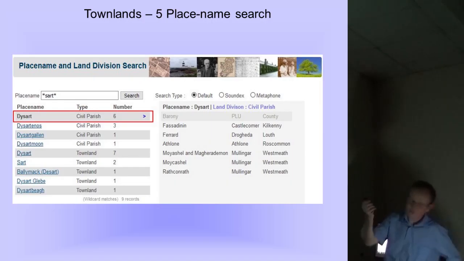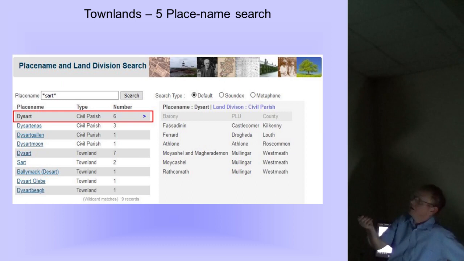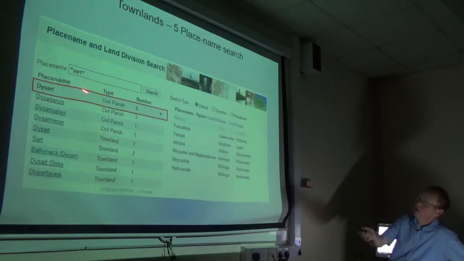The fifth type of search is for any type of place name. So it's for civil parish, barony, poor law union, or parish. So I've done includes SART. You can wildcard beginning and end, or anywhere in between. And you see it's found 6 civil parishes called Dysart. And when you click on that, they all come up and it shows you where they are.